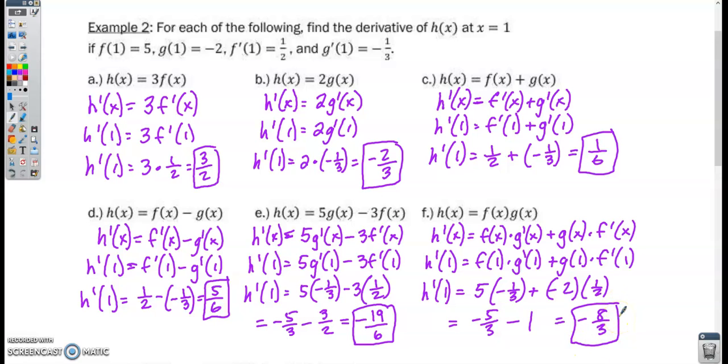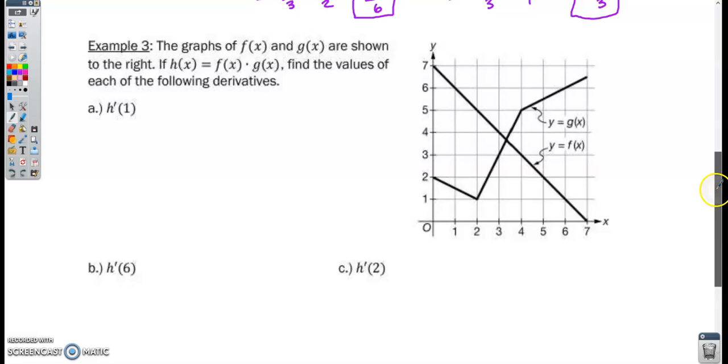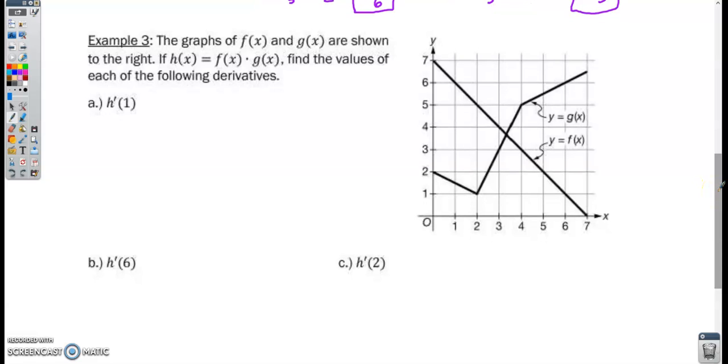All right, so those are some cool little problems where, only knowing the value of the function and the derivative at one point, we can calculate the values of the derivatives of the combinations of those two functions. All right, let's see. I don't have a lot of time left. Got this one last problem here. Let's go ahead and see if we can hammer this out.